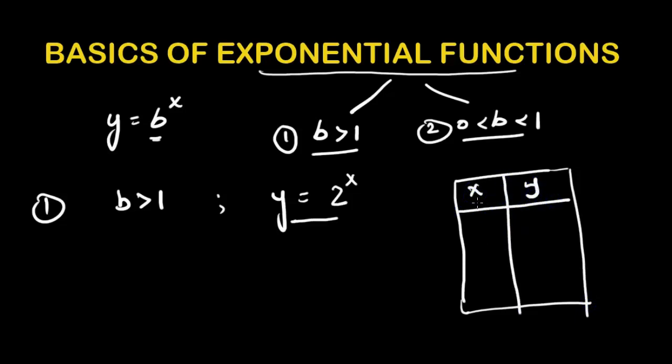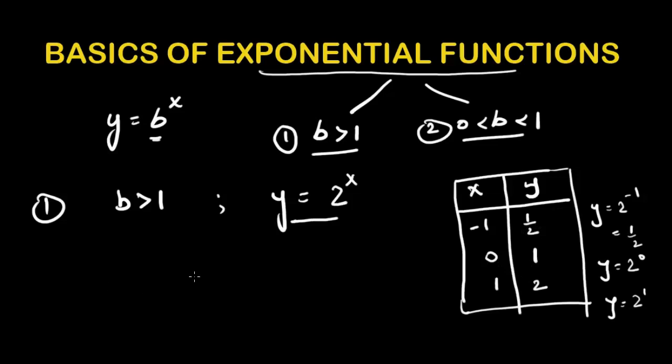Now the simplest x values for an exponential function we can always use are -1, 0 and 1. If we put y is equal to 2 to the power of -1, it gives us 1 over 2. So the y value is 1 over 2. If you put y is equal to 2 to the power 0, any number raised to the power 0 is 1. If you put y is equal to 2 to the power 1, the value of y is going to be 2. So we got this table of values.